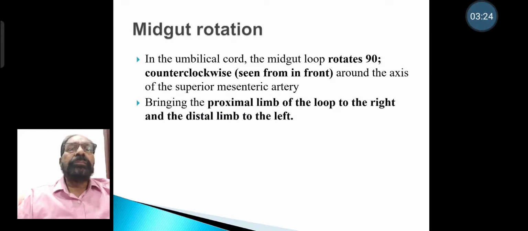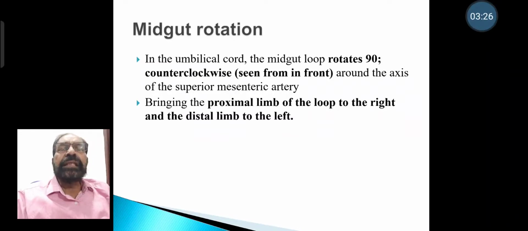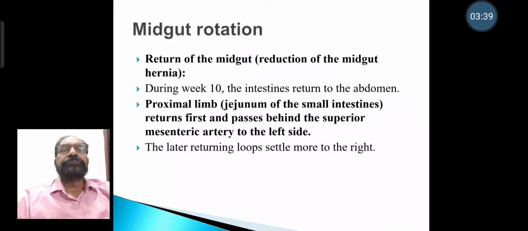In the umbilical cord, the midgut loop rotates 90 degrees counterclockwise, seen from the front, around the axis of the superior mesenteric artery, bringing the proximal limb of the loop to the right and distal limb to the left.